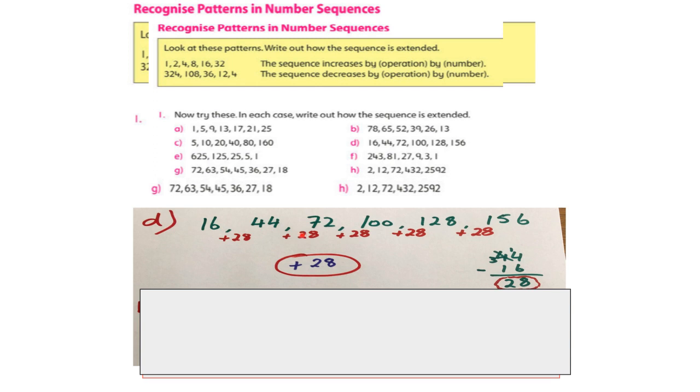So we can identify from this number pattern that if we add 28 to 16, we get 44. If we add 28 to 44, we get 72. If we add 28 to 72, we get 100. And if we add 28 to 100, we get 128. And if I add 28 to that 128, I will get 156. So my operation, or how my sequence is extended, is by plussing 28.